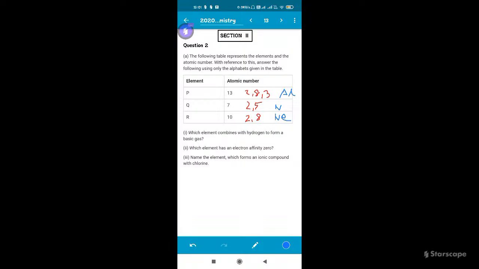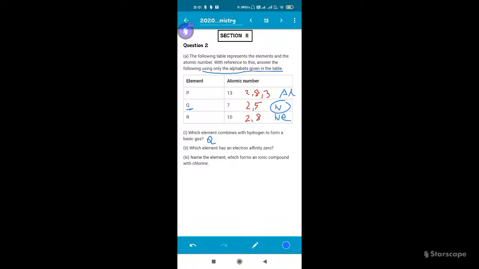So which element forms a basic gas with hydrogen? Obviously with hydrogen only nitrogen can combine to form NH3, ammonia, which is a basic gas. So your answer will be Q. Don't write the element name because it has already been said over here to use only the alphabets. So if you write nitrogen in place of Q, you will not get marks.